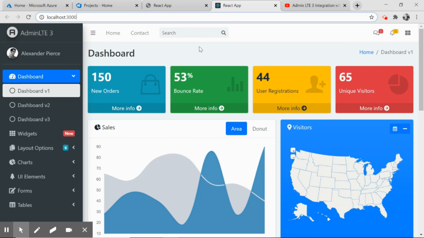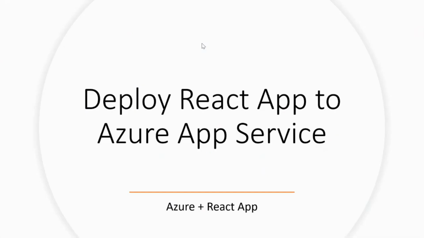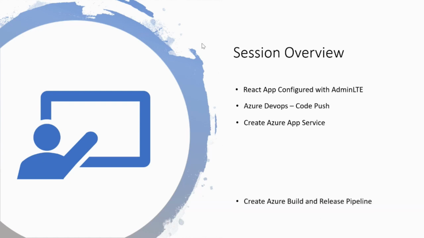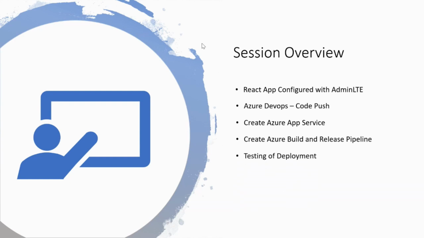Okay, so let's begin with a session overview of just 1 minute where we'll see what we're going to do. First of all, I'll make use of the React application which was created in the last part, which was configured with AdminLTE. Then at first we will push our code to Azure DevOps. Once our code is pushed to Azure DevOps, we will create Azure App Service. After that, we will create the Azure build pipeline and the release pipeline I just talked about, and then we will test our application of this deployment.